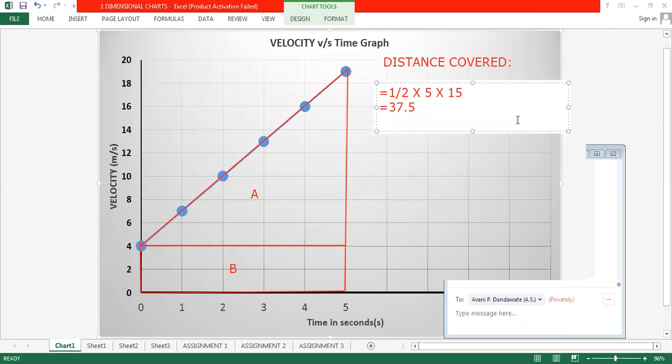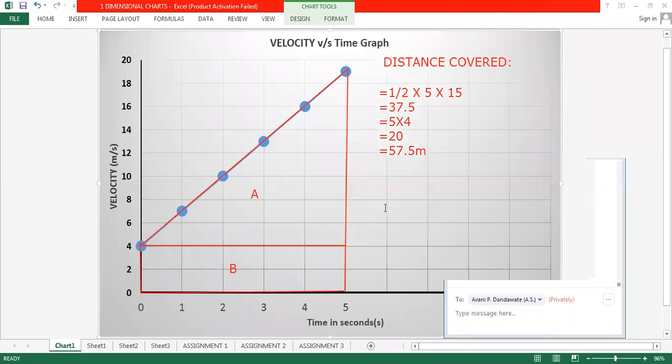Plus, now I want to find the area of a rectangle. How much is the base? 5. How much is the height? 4. So 5 fours are 20. So 20 plus 37.5 is 57.5 meters. How much is the area under the line? The area under the line is 57.5 meters.